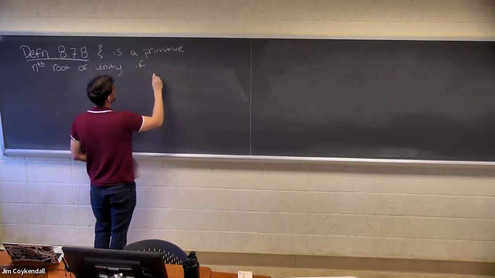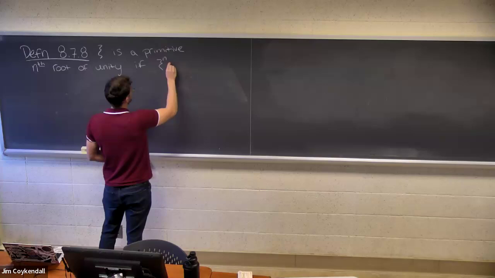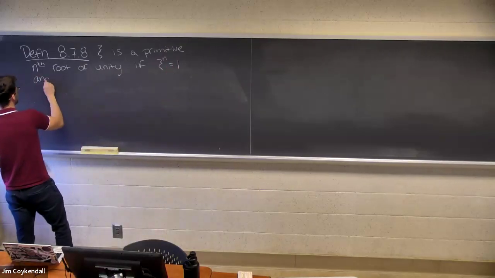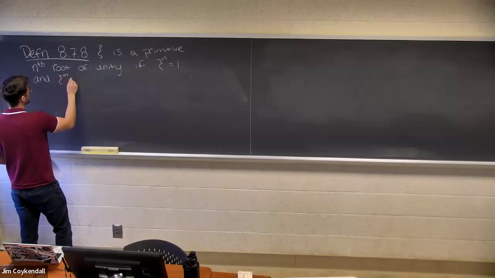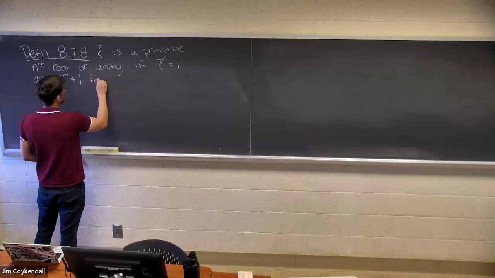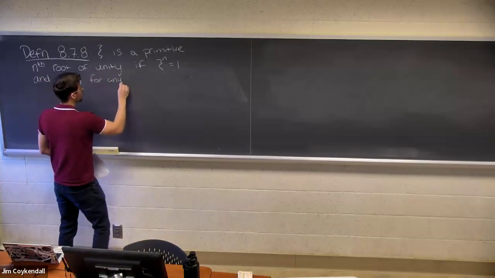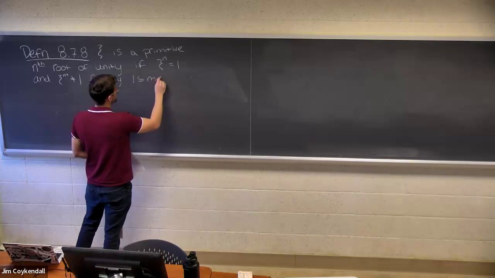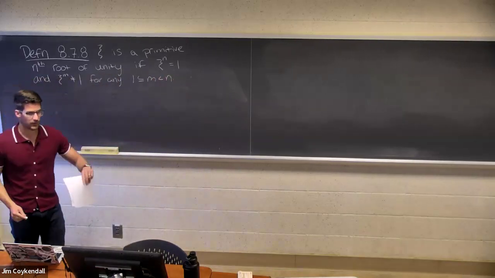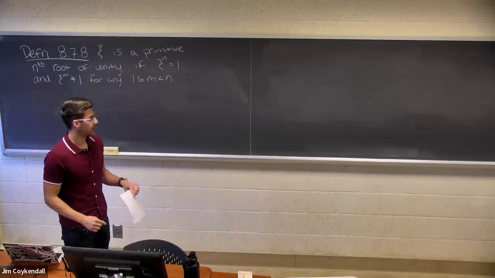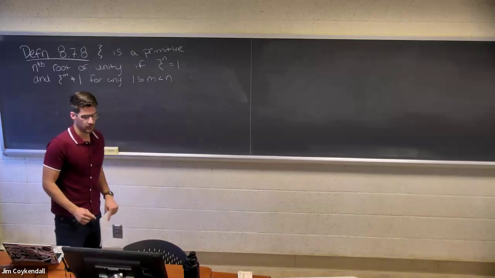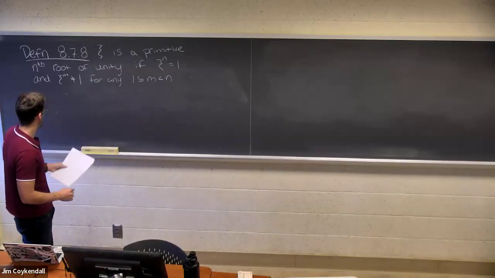if it is a root of unity, and zeta to the m is not equal to 1 for any m less than n. Kind of makes sense. Maybe you've done a little number theory and you've heard of primitive roots mod p. It's a very analogous idea to what's going on here, right?